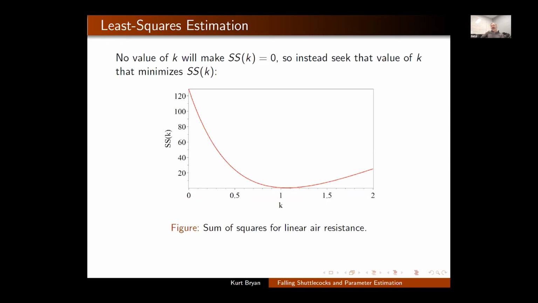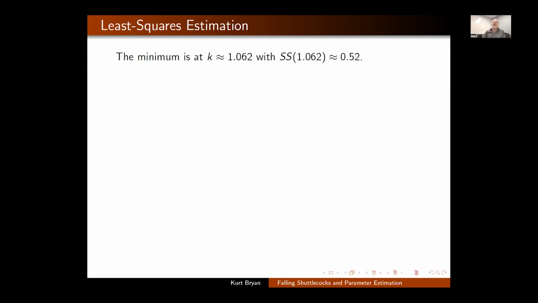The best value of K for this model is the one that minimizes that function. So this is an easy Calc 1 exercise. You solve it probably numerically, and the best value of K here is about 1.06. It doesn't make S(K) 0. It makes it about 0.52. So 0.52 is the residual sum of squares.